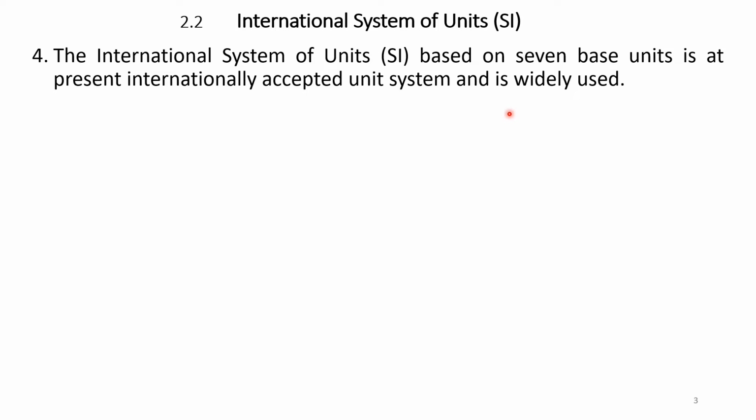The base units of length, mass, and time in these systems were: in the CGS system, CGS means centimeter, gram, and second respectively. In FPS, that is foot, pound, and second system, they were foot, pound, and second respectively. In MKS system, they were meter, kilogram, and second respectively.